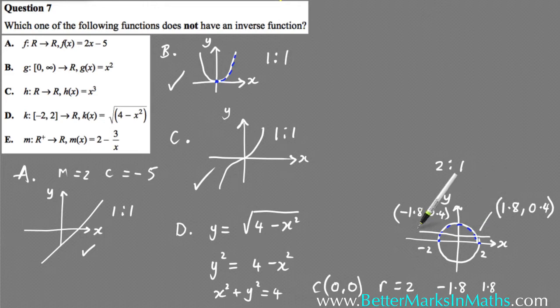So that function, that top half of that circle, is definitely not 1 to 1 with the domain that they've given you here. So D looks like it won't have an inverse function, so therefore it's the one that you're after. So at this stage I reckon D is definitely the answer.